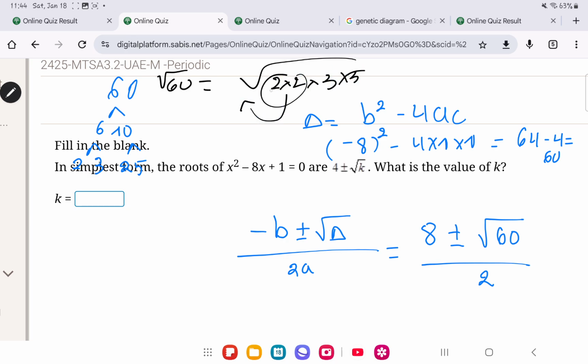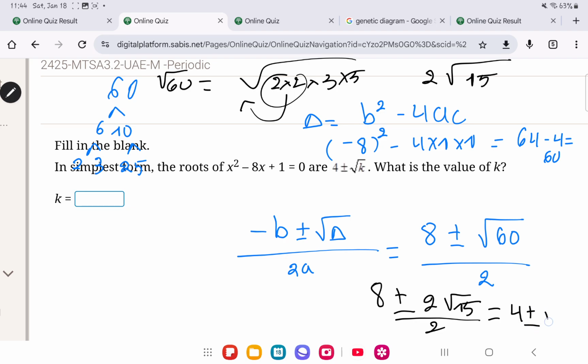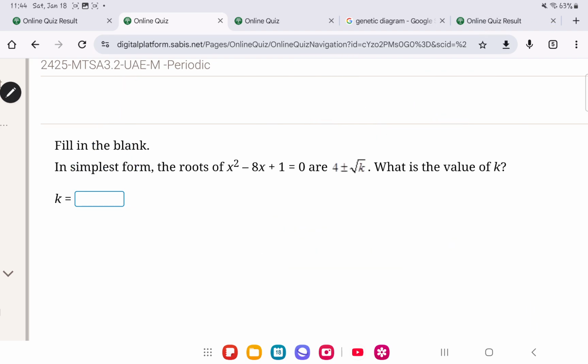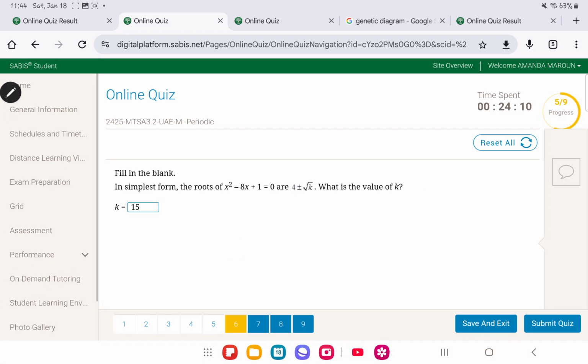For every 2 of the same, move one outside. So 2 radical 15. So it's going to be 8 plus or minus 2 radical 15 divided by 2. And then after simplification, 4 plus or minus radical 15. So the value of k is 15. So we are going to put our answer, which is 15.